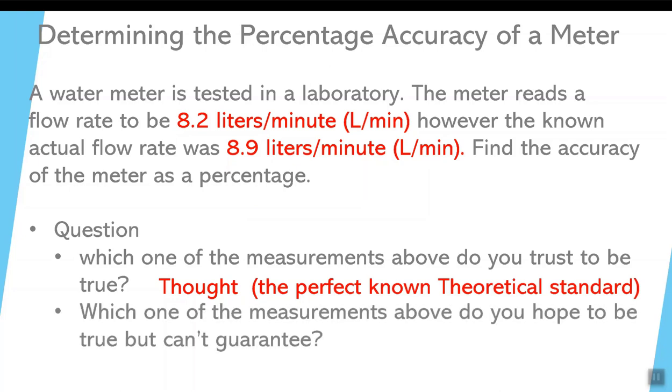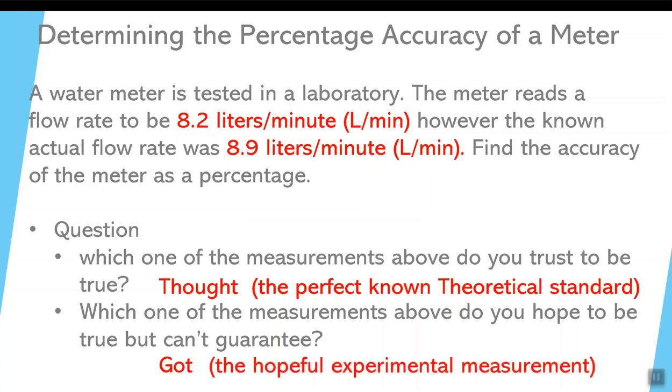The next one that we're going to look at is which one of these measurements do you hope to be true, but you know what? You can't guarantee it. Like realistically, that meter could be off. It could be high. It could be low. When was the last time it was calibrated? Was it damaged in the last X number of months? No, there's a whole bunch of factors that kick in. We're going to call that the got. Okay, what did we get when we looked at the meter? And again, that's the hopeful. That's the one that we hope to be accurate, but you know what? We're not completely, utterly confident in that number. We trust it, but when was the last time it was calibrated, for example?